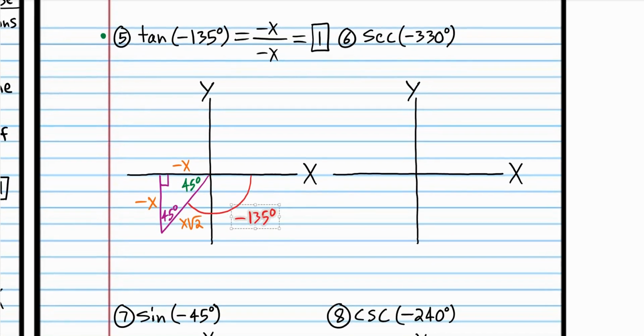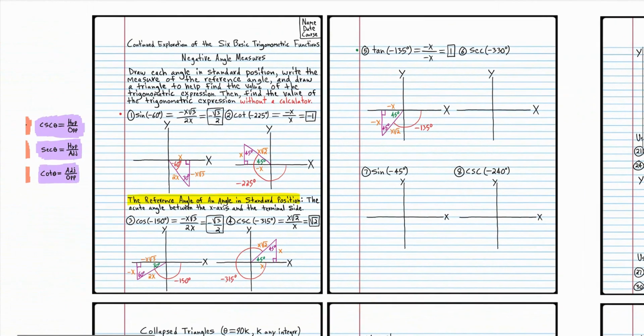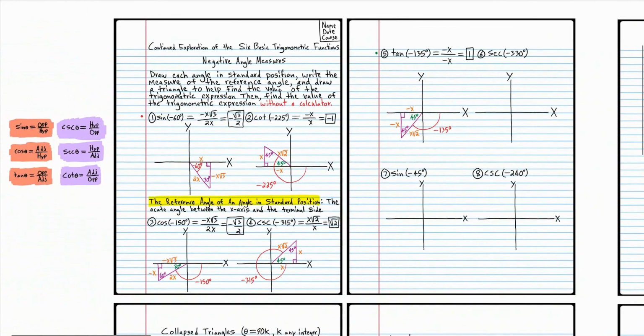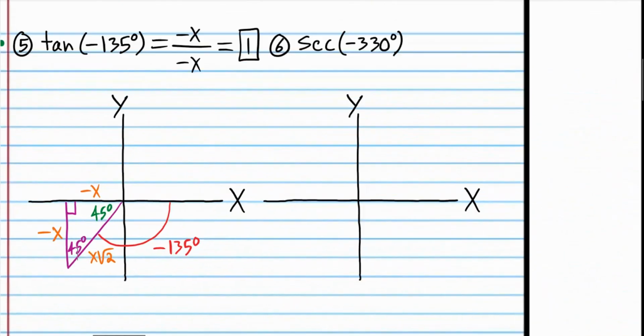If you didn't get it right, that's okay. You can try the next one. Go ahead and attempt number 6, and when you come back, we'll do it together. Okay, we're back.